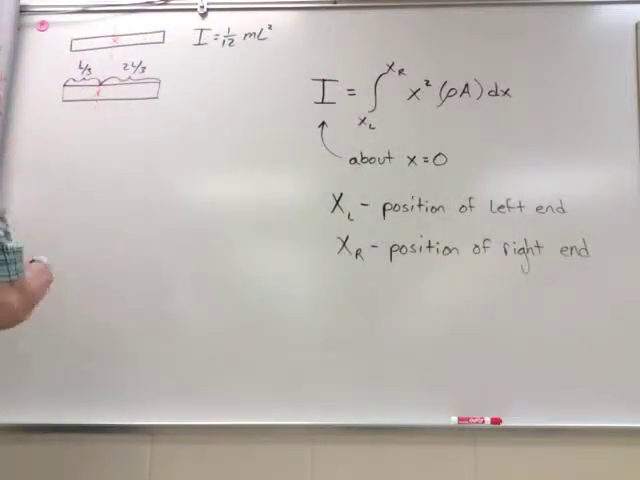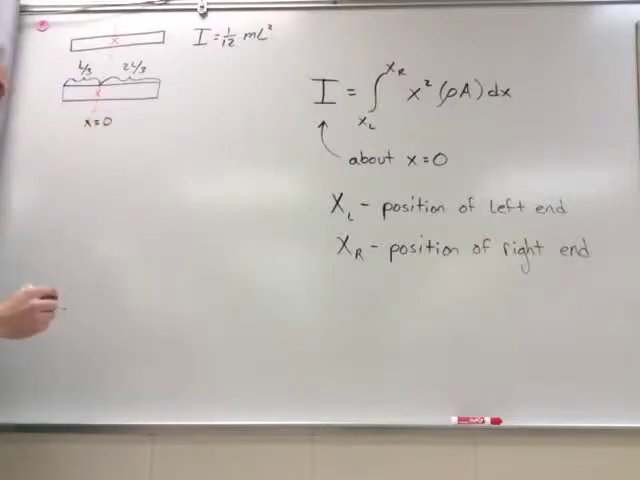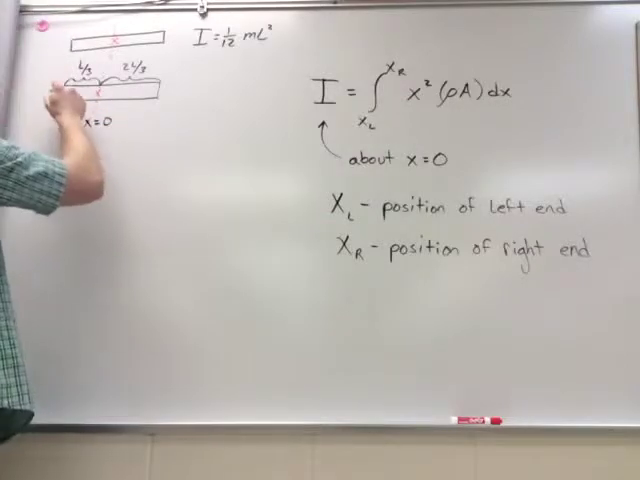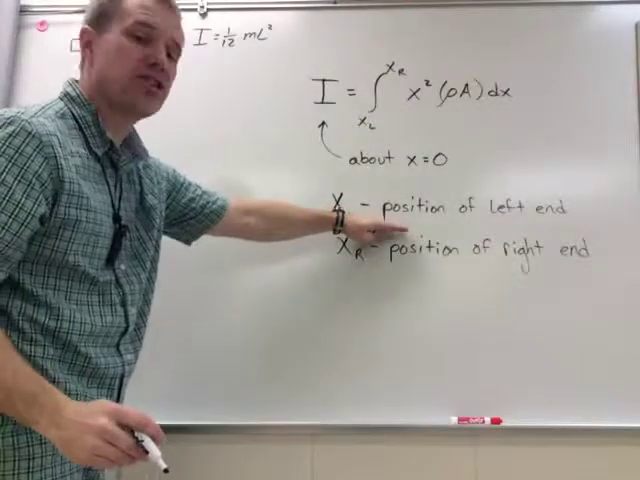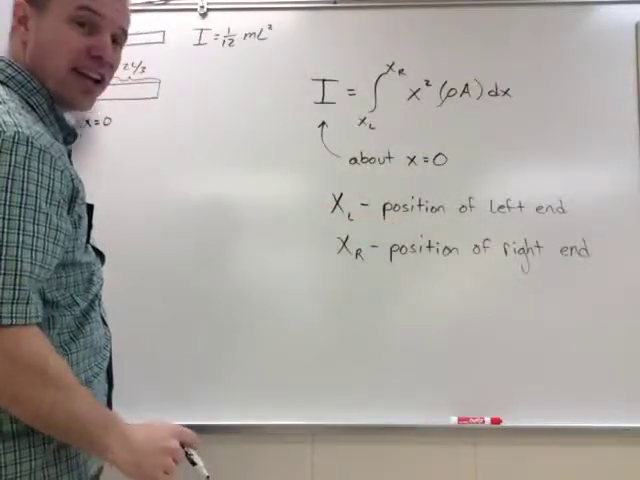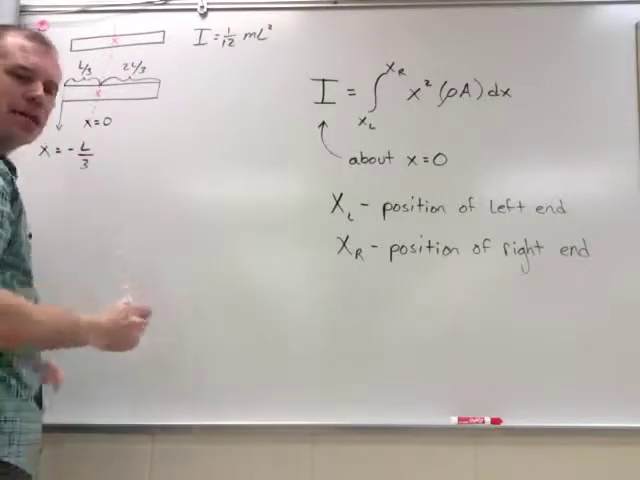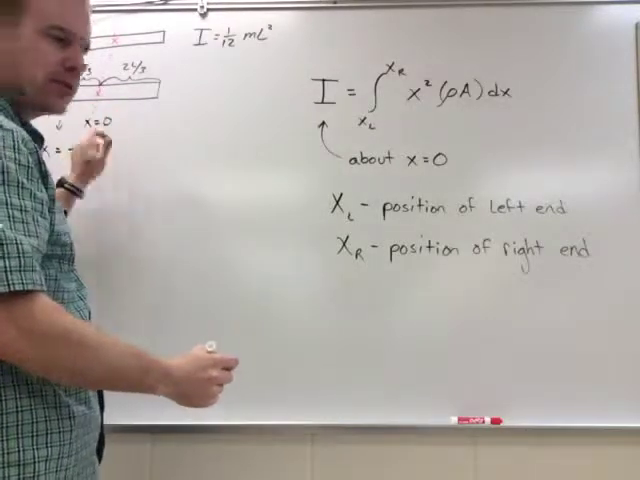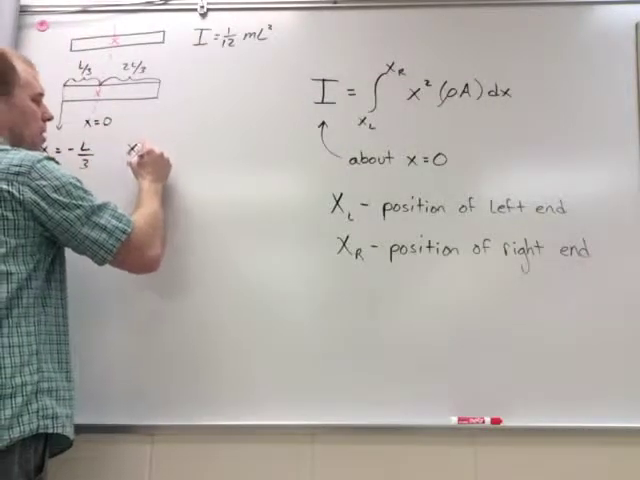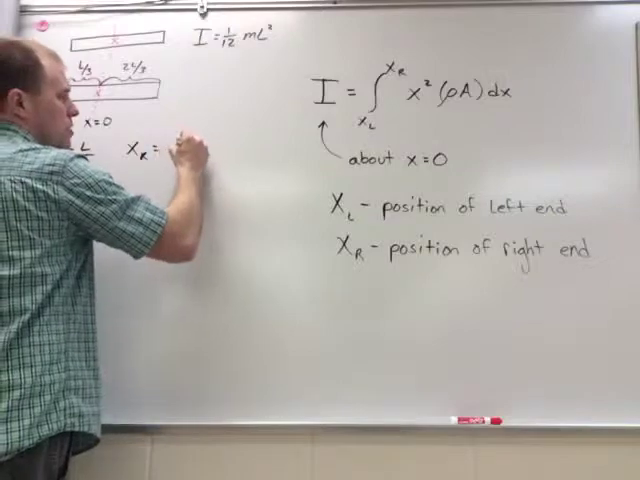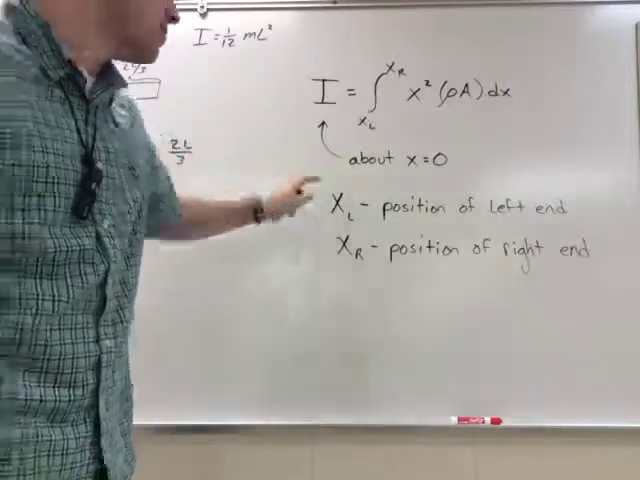So here it is. I want my axis of rotation at 1/3 the length, so that's where x equals 0 is. I want my left bound to be the position of the left end, and so that's 1/3 the length back. So I'm left with negative L over 3, and that's because it's on the negative side of x equals 0. And then my right bound, XR, is going to be 2L over 3. So let's go ahead and set up that integral for ourselves.